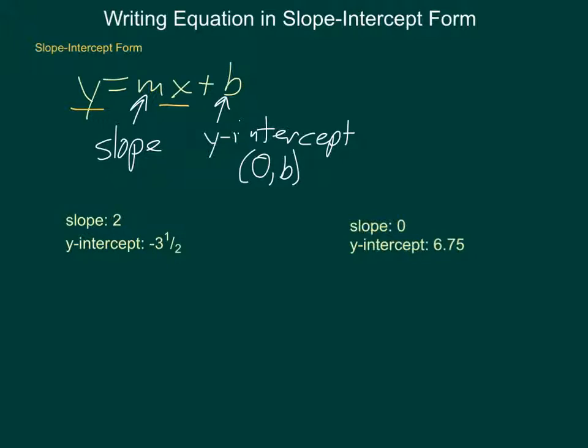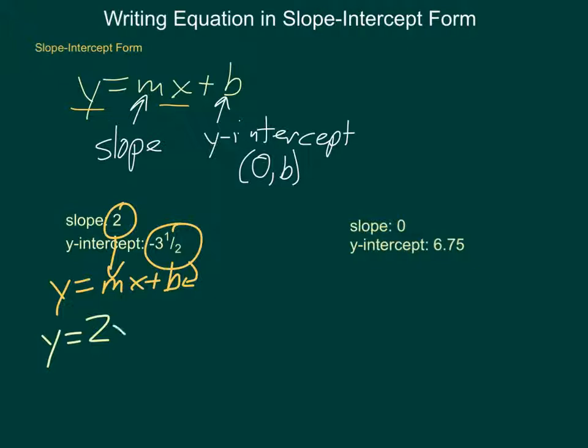For instance, if we take a look at the information given, a slope of 2 and a y-intercept of -3 1/2, I can simply begin with my equation, y equals mx plus b, and then substitute in values. I'm told that the slope is 2 and that the y-intercept is -3 1/2. This lets me write y equals 2x plus -3 1/2, or y equals 2x minus 3 1/2.